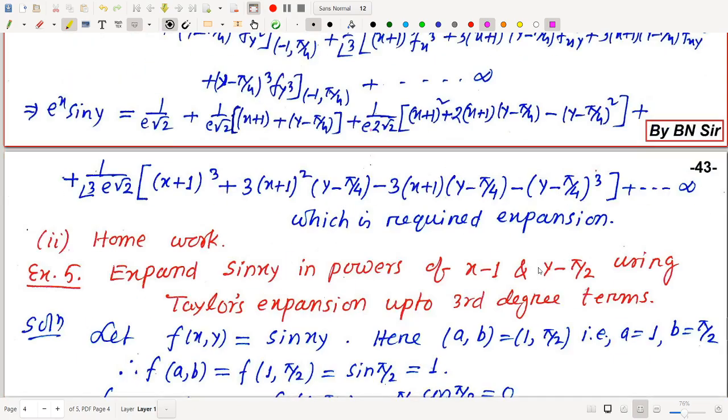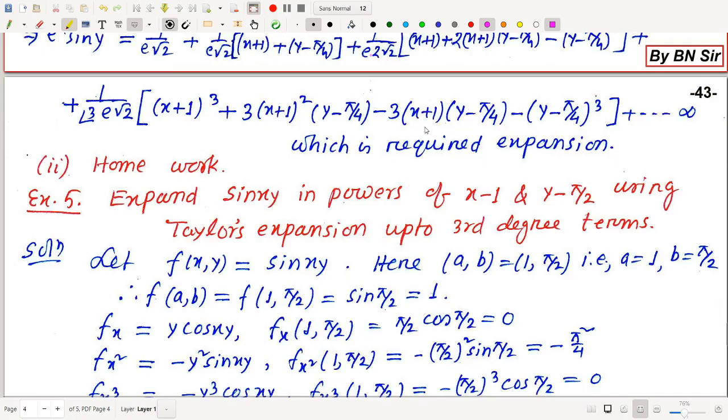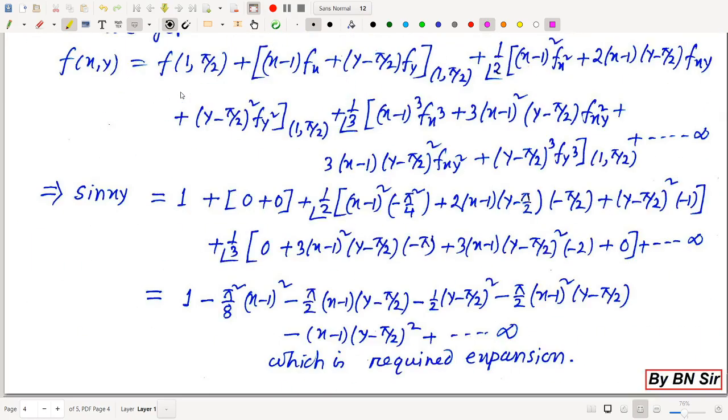Okay, so this is the expansion of the given function e to the power x sin y in powers of x plus 1 and y minus pi by 4. So this is Taylor's expansion. And part 2 is homework number 5. The last example, let us see.